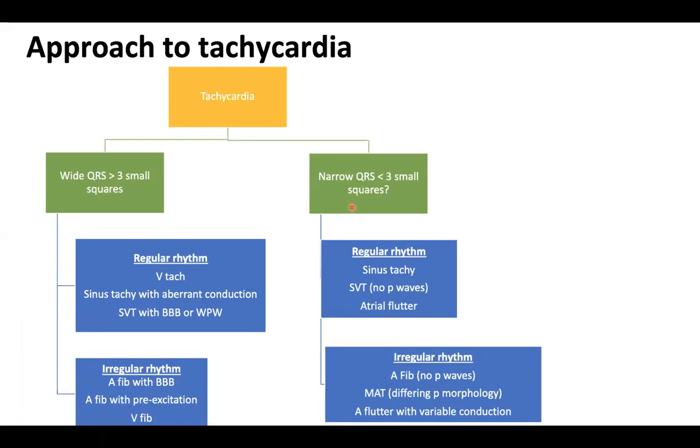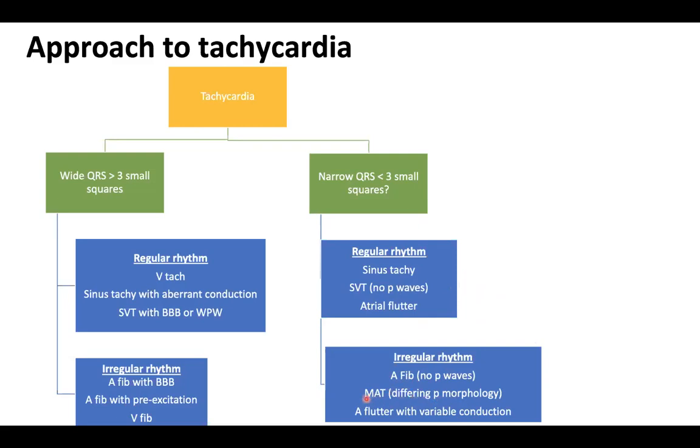And then a narrow QRS with a regular rhythm could be sinus tachycardia, or supraventricular tachycardia. Here, there would be no P waves evident. Could be atrial flutter, where you get sawtooth shaped P waves, which we won't really be going through in this talk. And then a narrow QRS complex with an irregular rhythm would be atrial fibrillation, or multifocal atrial tachycardia.